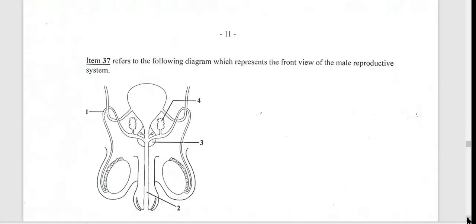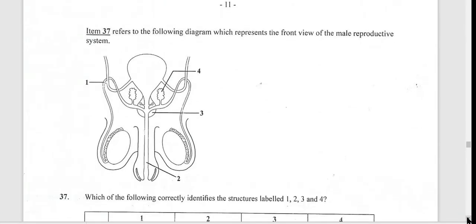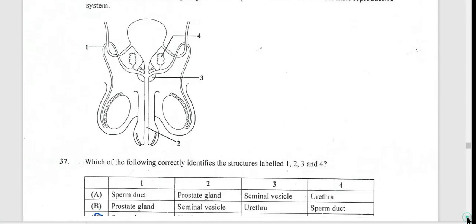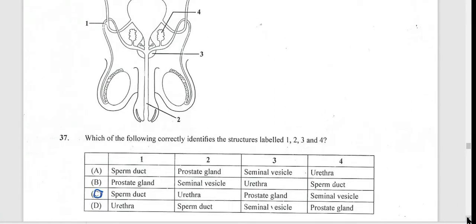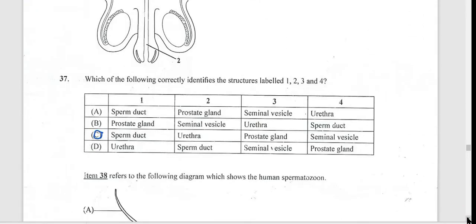37 refers to the following diagram, which represents a front view of a male reproductive system. 1 there being the sperm duct, 4 there being the seminal vesicle, and of course 3 there being the prostate gland. Don't get all confused with ureter and urethra. An easy way to remember is the one with least letter. Ureter comes first and then urethra comes after. Our answer here for 37 is going to be C.